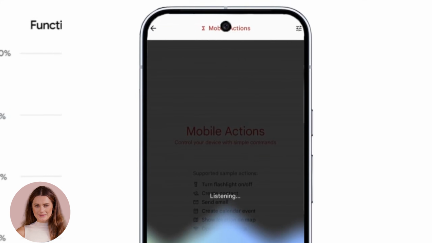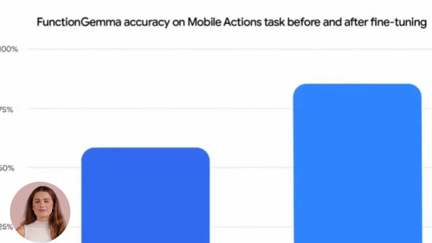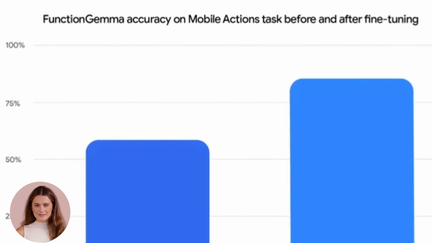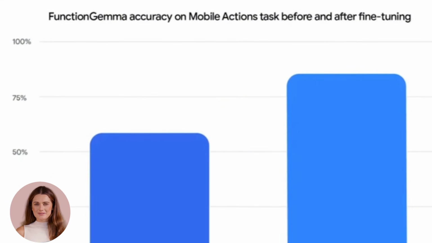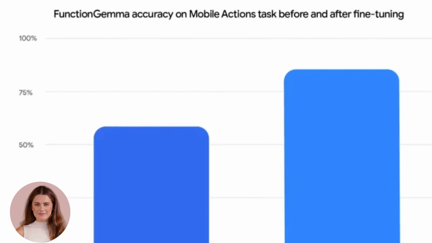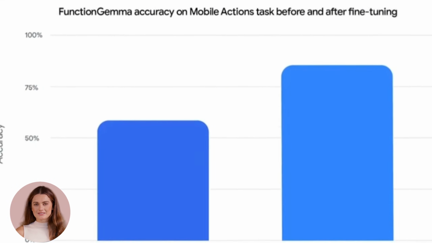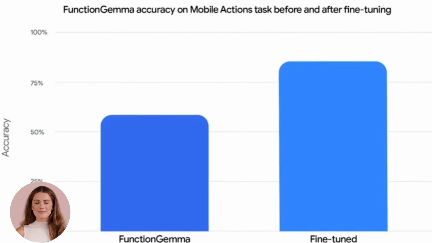Here's where it gets interesting. Google published the actual numbers. The base model starts at 58% accuracy for function calling. After you fine-tune it for your specific use case, accuracy jumps to 85%. That's the same accuracy as models 10 times bigger.